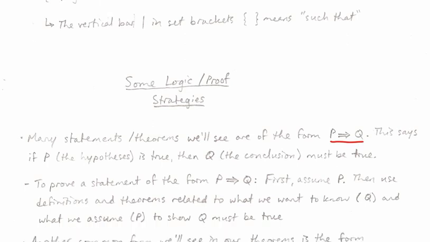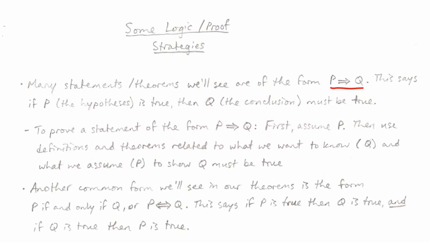So how do we prove this? You prove something of this form by first assuming that P, all of your hypotheses, are true. Once you do that, you take that in combination with known definitions and theorems that are related to what we want to know, that is to say Q, and we take those definitions and theorems as well as what we've assumed to be true, and we use those to show that Q has to be true.